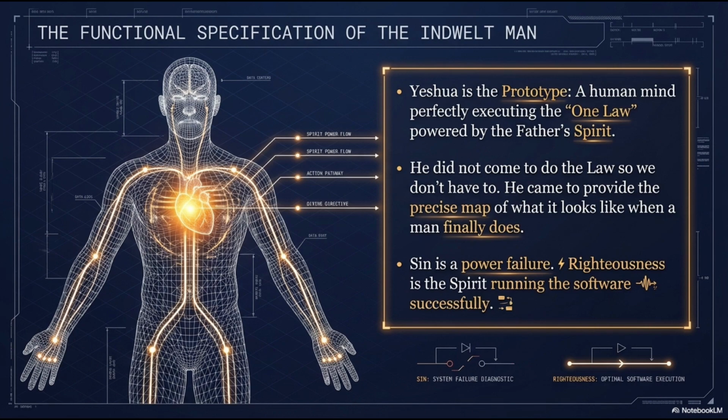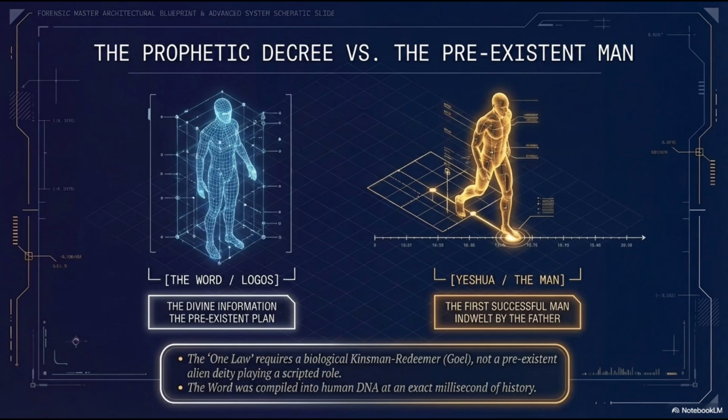Exactly. Yeshua is the precise physical map of what happens when the original word, the Torah, is perfectly executed by a human mind that is entirely powered by the Father's Spirit. The prototype. He is the prototype of the Spirit-indwelt man. He did not come to replace the law. He came to demonstrate how a human actually runs the operating system perfectly.